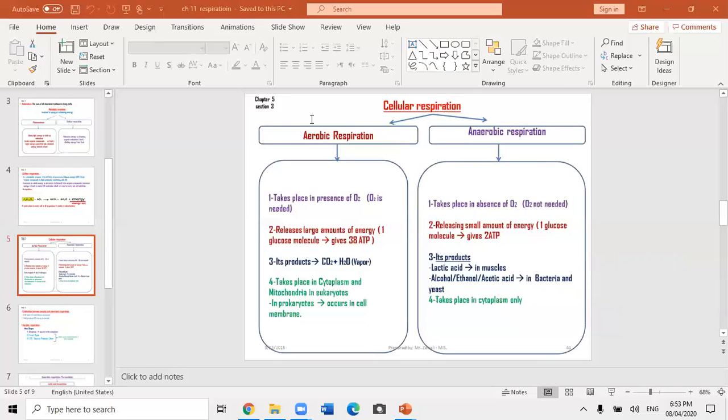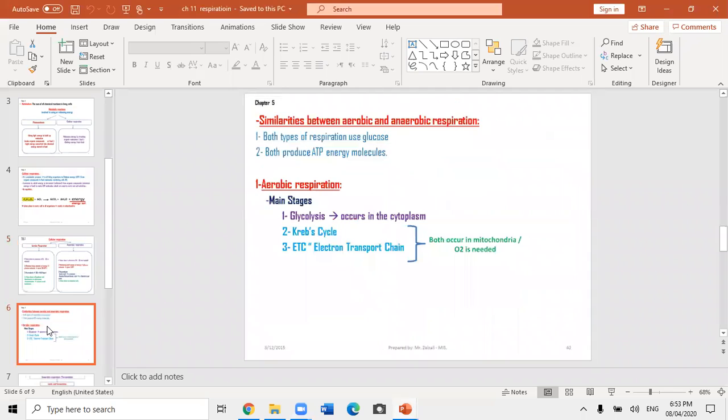Now, here we'll say briefly about similarities between aerobic and anaerobic. We'll say that both types of respiration use glucose and both produce ATP energy molecules. Aerobic respiration has three stages.